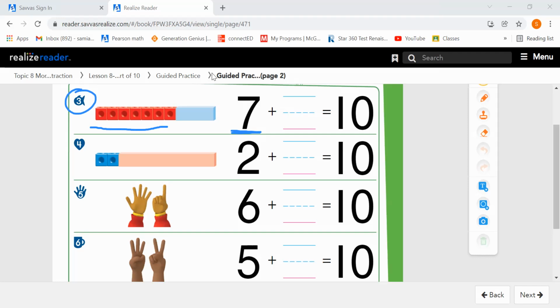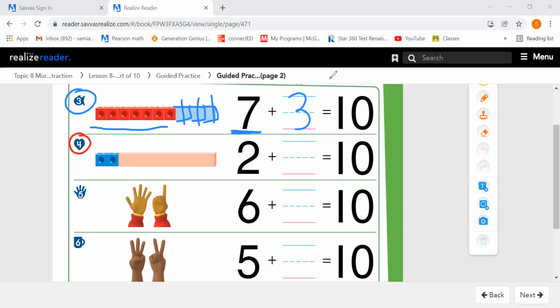So let's start. 7, 8, 9, 10. So let's count our blue cubes. 1, 2, 3. So we're going to put a 3 here. So 7 plus 3 equals 10. Those are the parts of 10. One part is 7 and the other part is 3. All right, let's go to number 4.